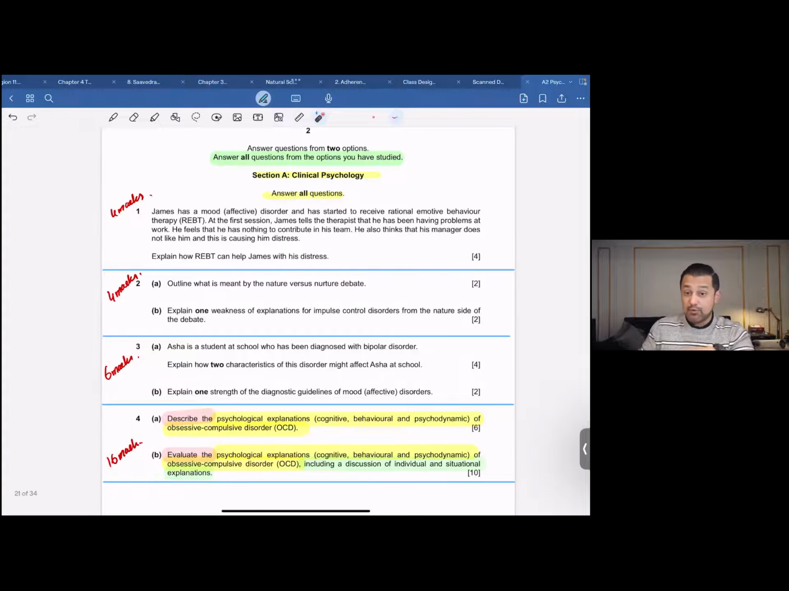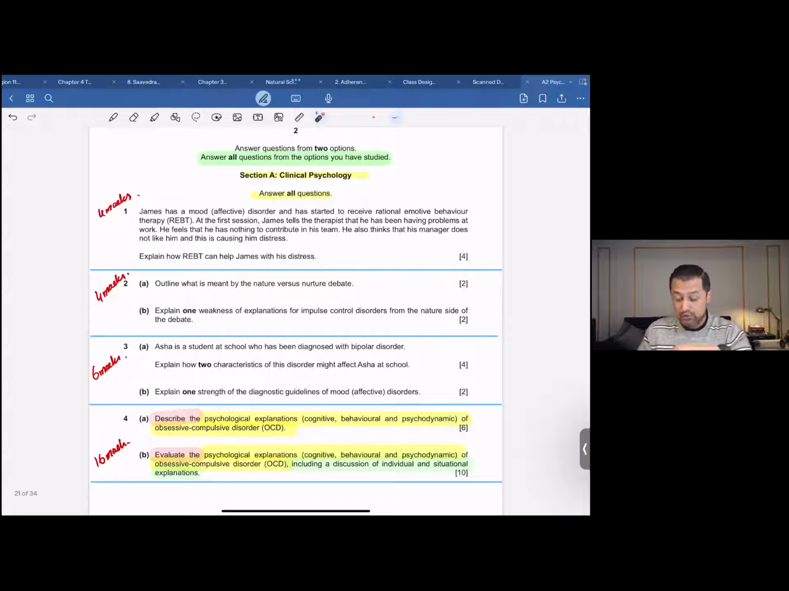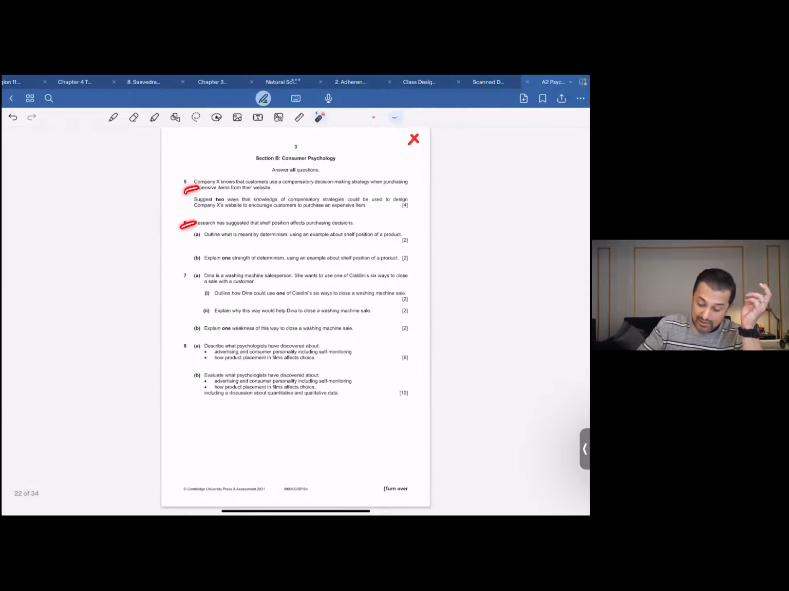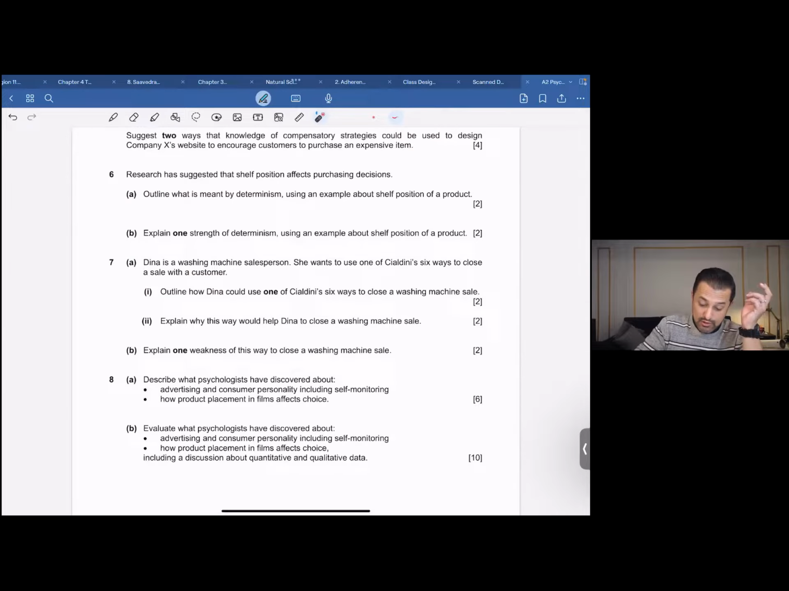So the reason I've opened this over here is to show you how the actual paper looks, and to show you why it said that you have to attempt question number 1, 2, 3, and 4, and then you have to attempt question number 9, 10, 11, and 12. Because question number 5, 6, 7, and 8 would be based on consumer psychology, right?